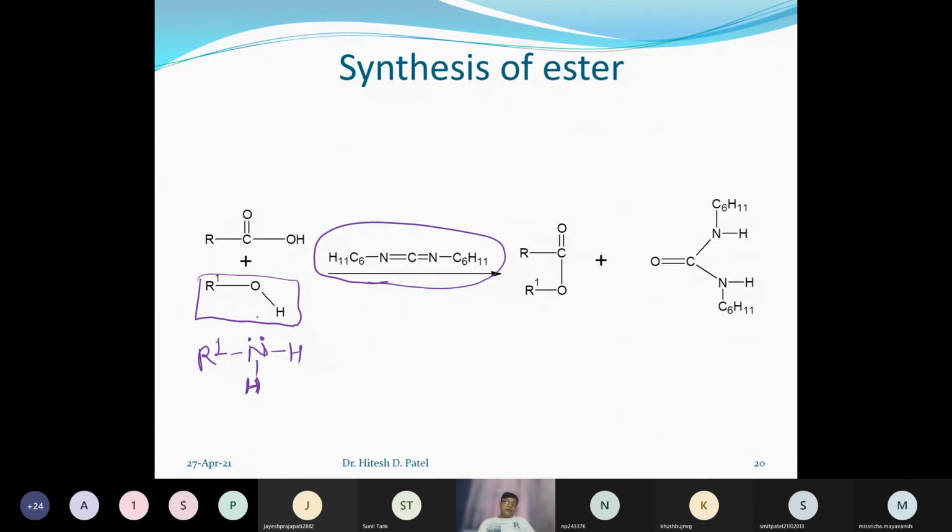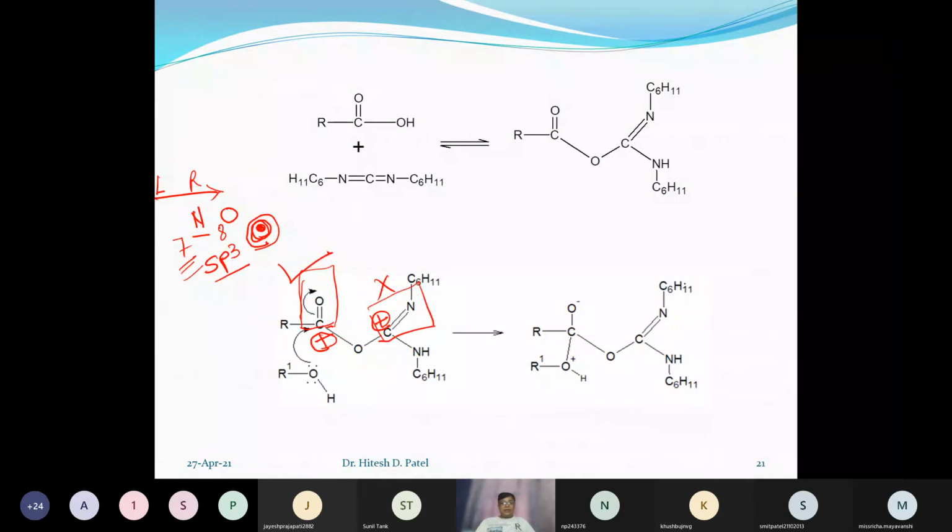How will the reaction take place? As we have discussed about the mechanism and the reaction, instead of alcohol we have to take primary amine. When we take primary amine, what will we get? Instead of oxygen we will get N and H. So we can write RC double bond O, NH, R1, and the water generated by the reaction is trapped by our DCC.